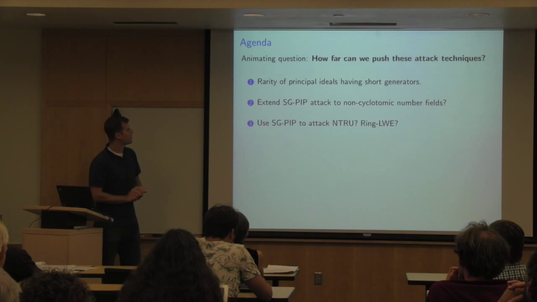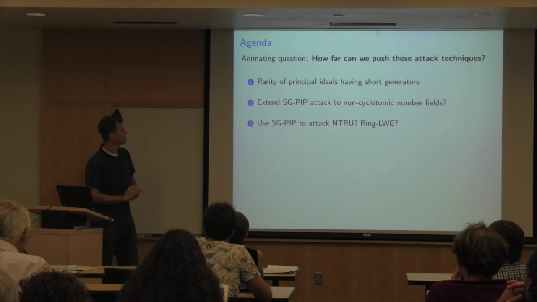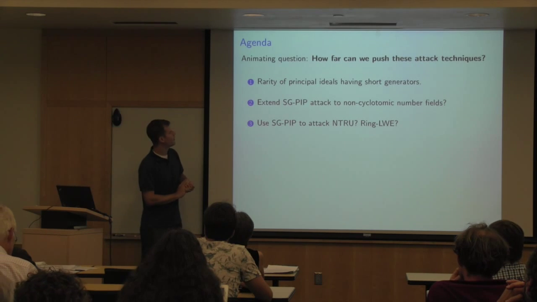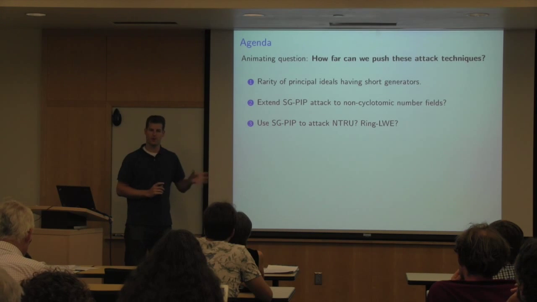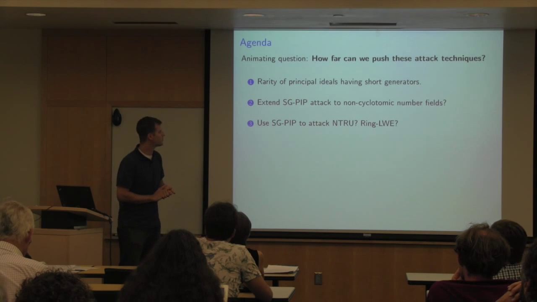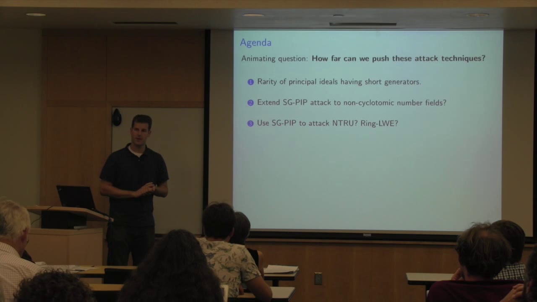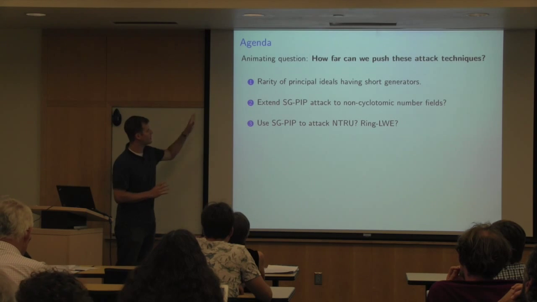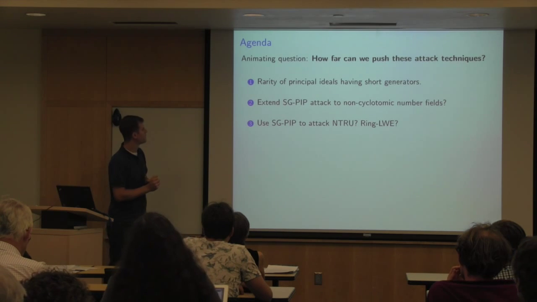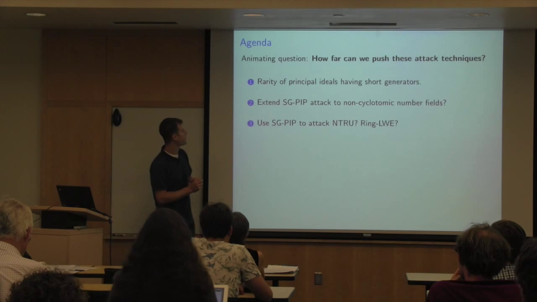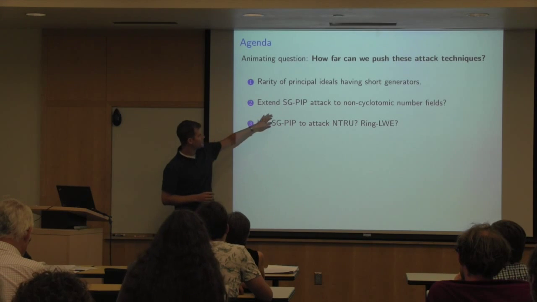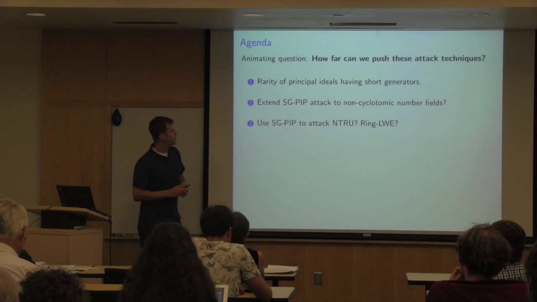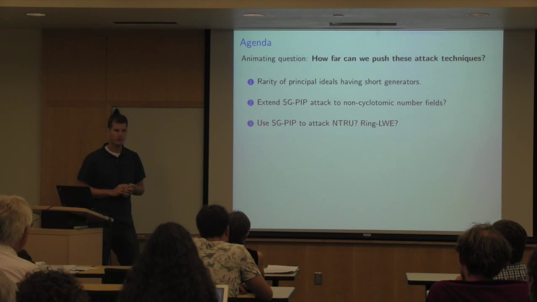So the agenda is first to discuss the relative rarity of principal ideals that have these short generators. Okay, so these turn out to be quite unusual ideals, and that seems to be the property that is making the attack work very effectively. So we'll talk about that a little bit. And then we'll talk about some ideas for how you might extend this attack on the short generator of a principal ideal problem to non-cyclotomic number fields.